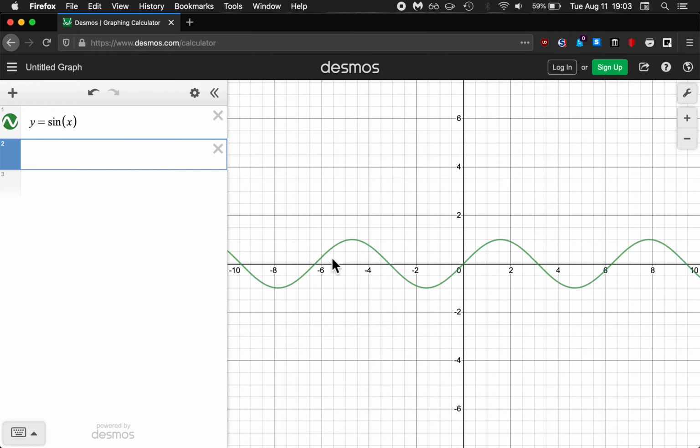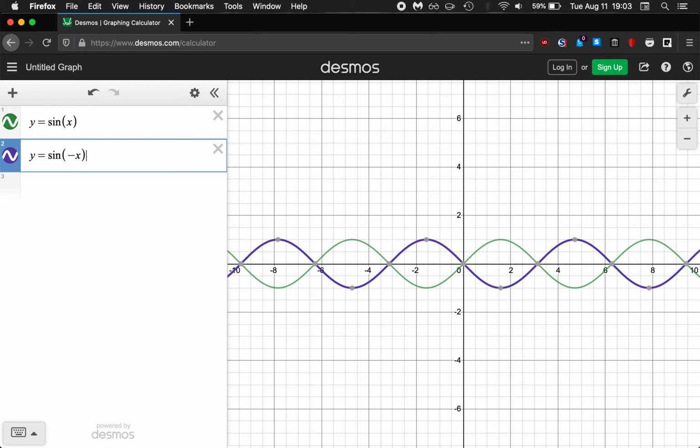And also, the sine function is odd. So if I were to calculate what is sine of minus x, I get minus the graph that I was looking at here in purple. Let me put that away for a bit.